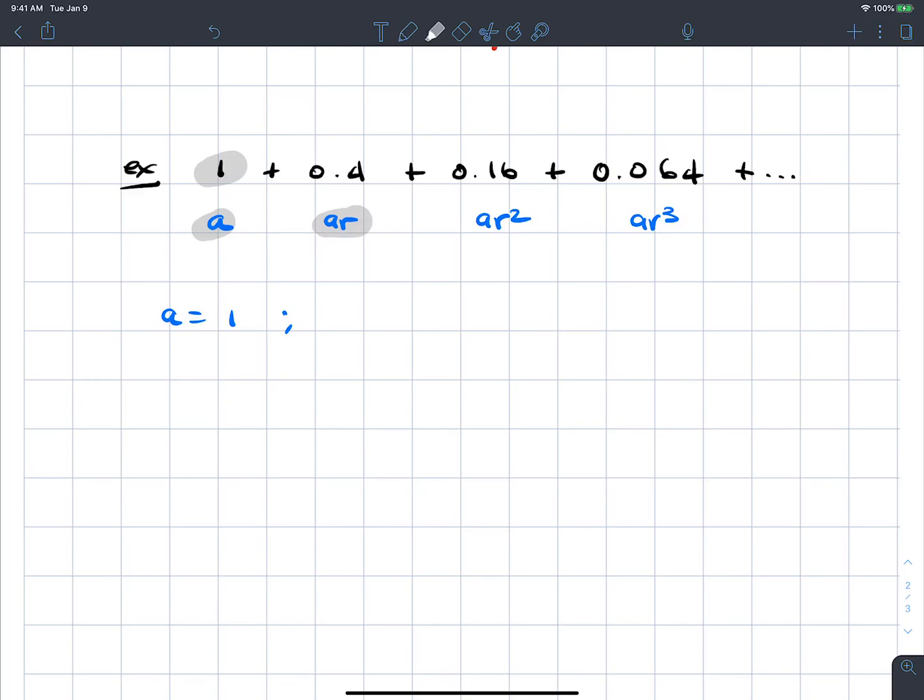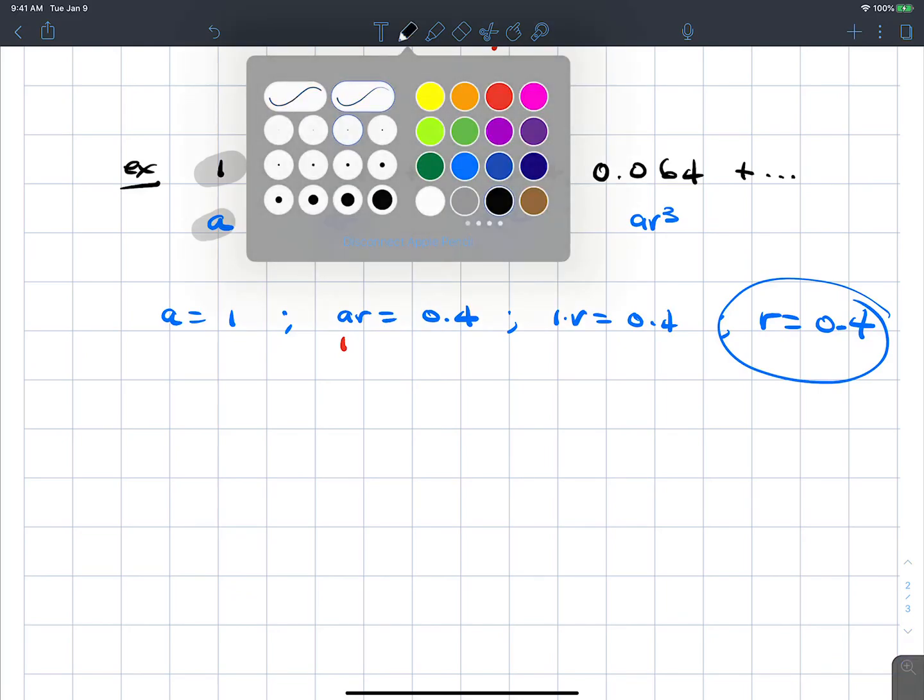The value of AR must be 0.4. So I'll say AR is 0.4. We're going to have to verify that AR squared is 0.16. Now, since we said A is 1, this implies that 1 times R better be 0.4, or really R is 0.4. Okay, this is what we verify now.